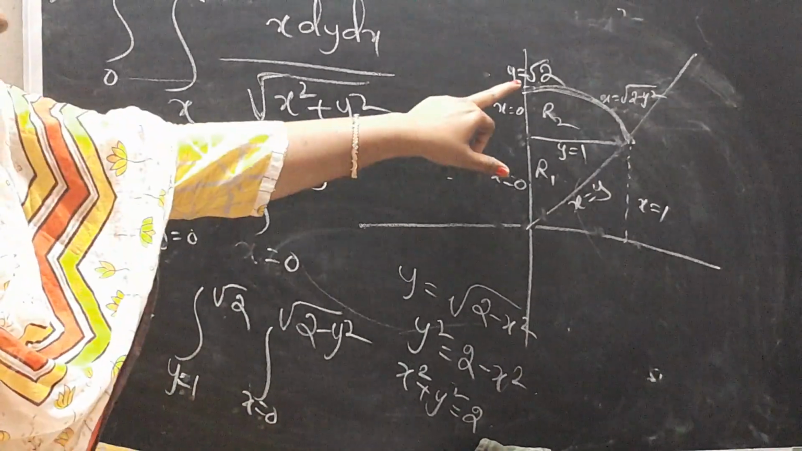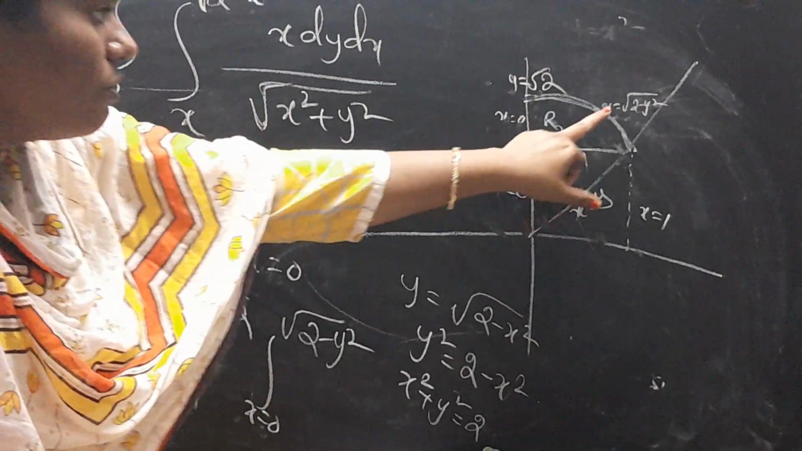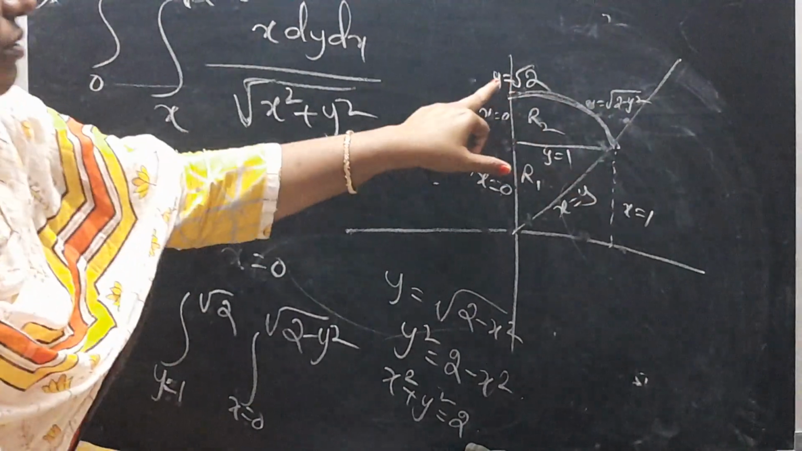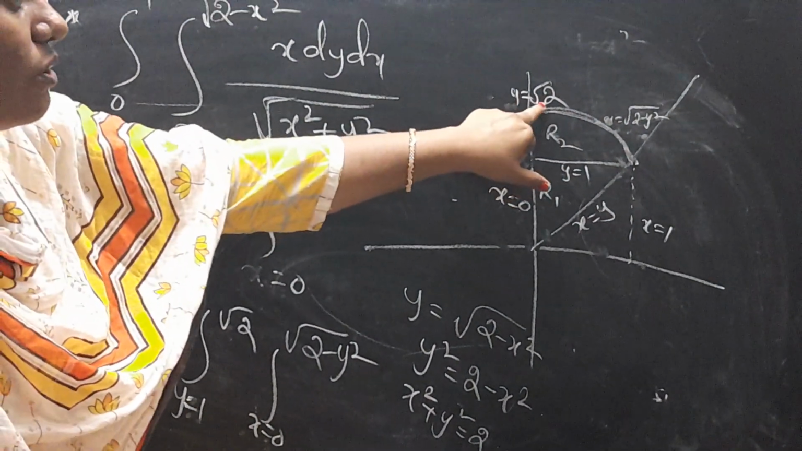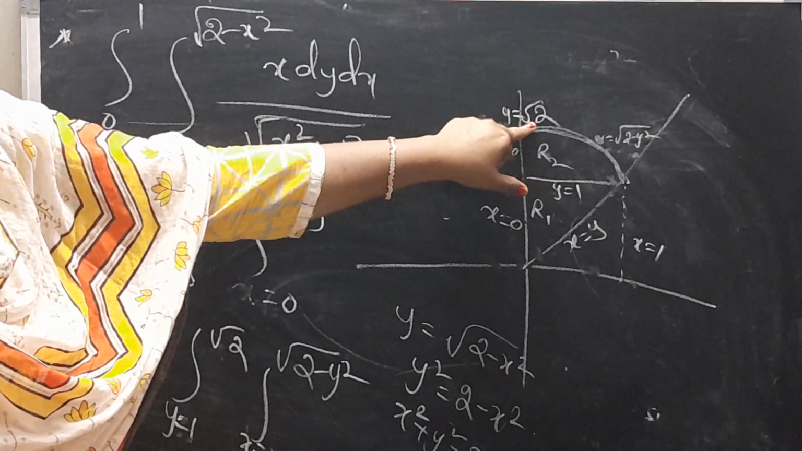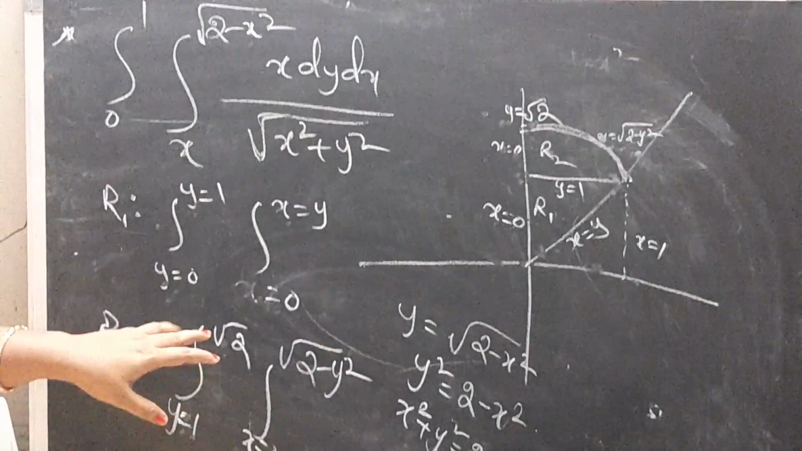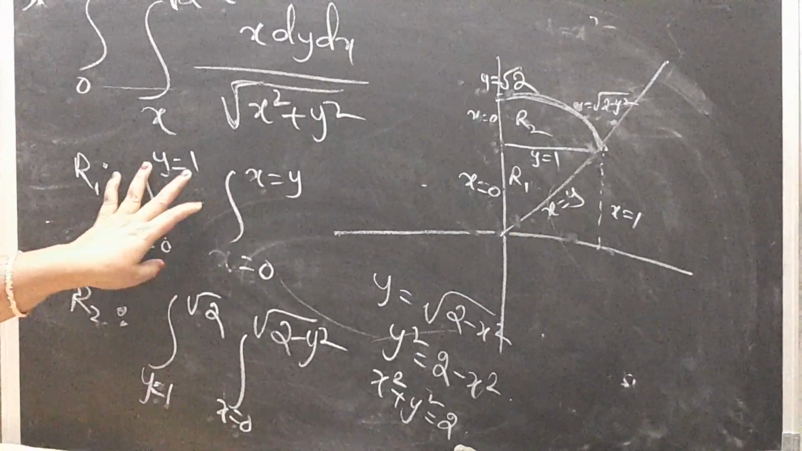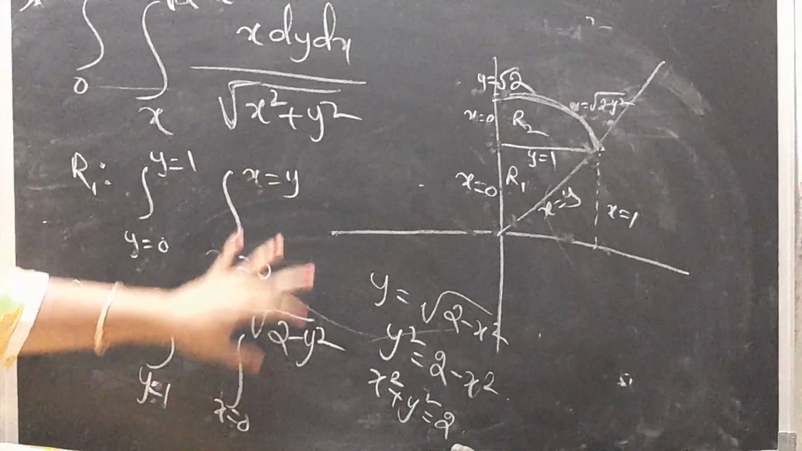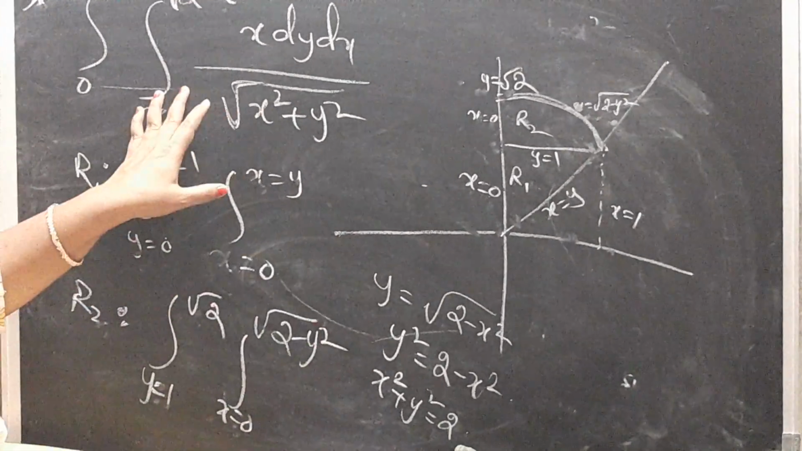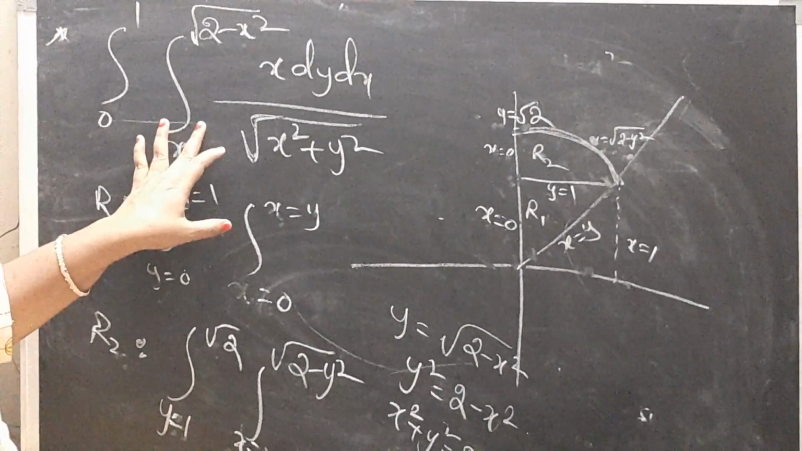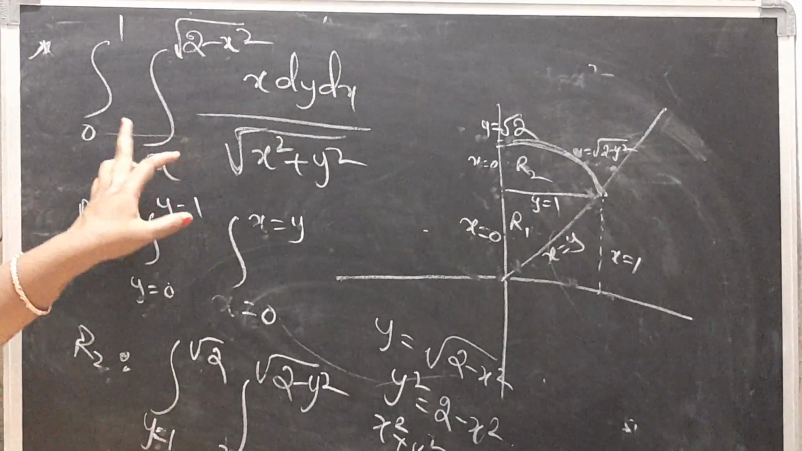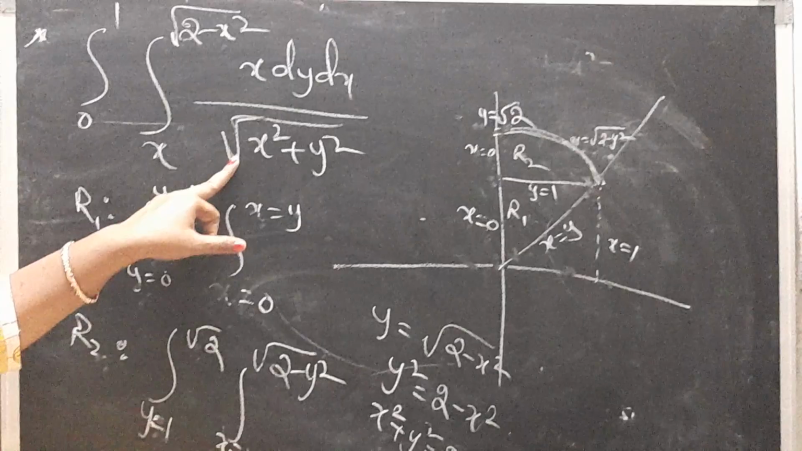Why this is root 2: if you substitute x equal to 0 in this equation, you get y square equal to 2, that is y equal to under root 2. So by region 1 and region 2, you get some answers. By adding these two, you get the final answer. That is the change of order of integration. So by change of order of integration, we can evaluate the given integrals.